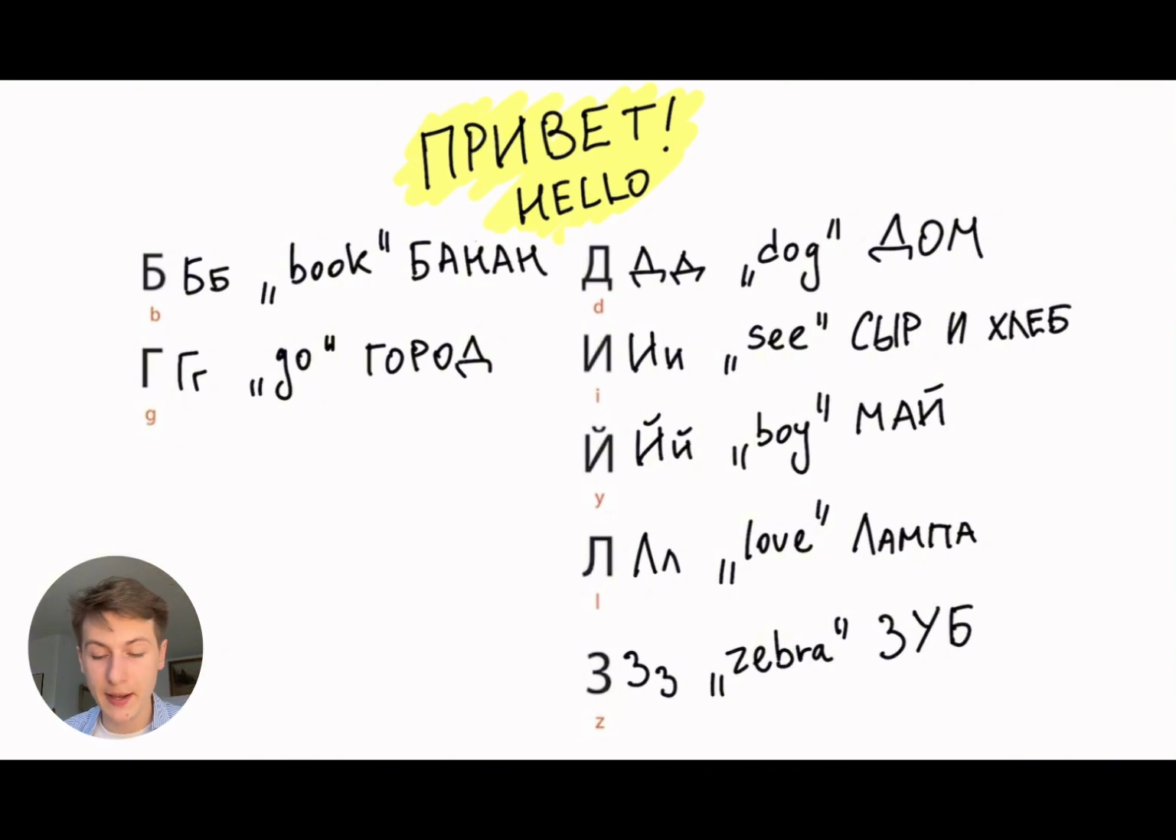So now let's repeat it. B, banan, G, город, D, дом, I, сыр и хлеб, Y, май, L, лампа, Z, зуб.